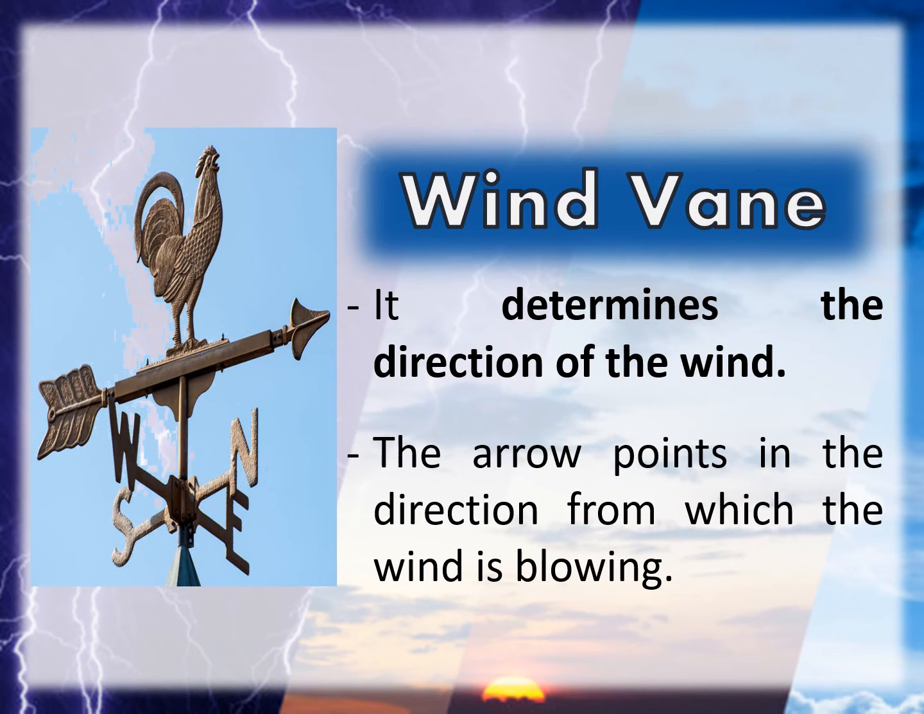This one is a wind vane. So it determines the direction of the wind. So that's why you can see there the directions north, south, east, and west. So the arrow points in the direction from which the wind is blowing.